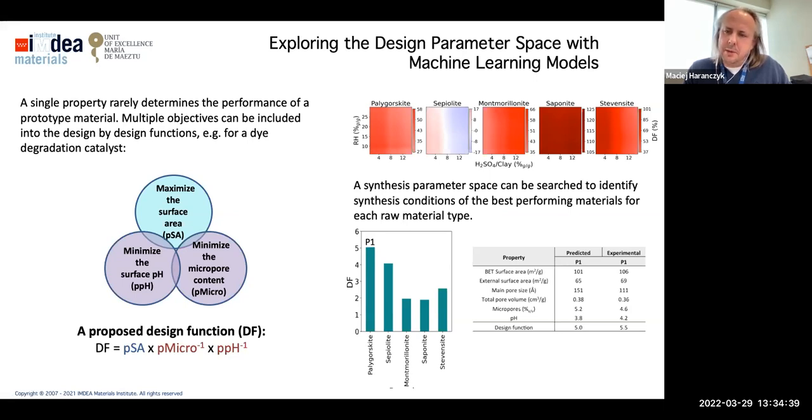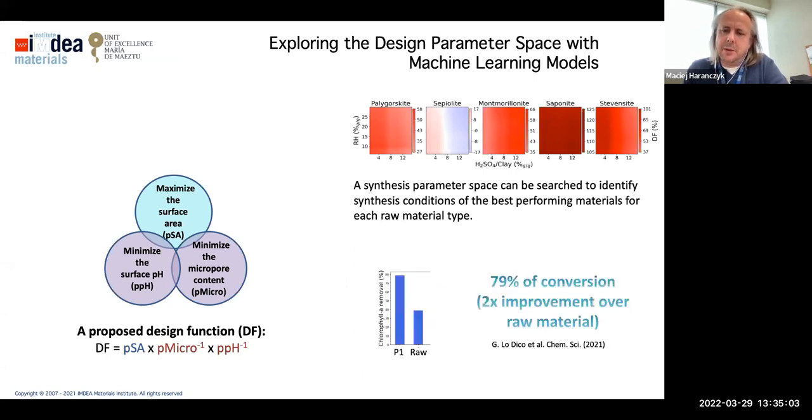And we went to a lab and made this material. And here in the table you see a comparison of measured properties with predicted properties, and you can see that our predictions were basically confirmed in experiments. So in the final step, we took our best material and tested it in this acidic degradation of chlorophyll, and we found out that this new material allows us to do almost 80% conversion of chlorophyll, and this is a 2 times improvement over the raw material.